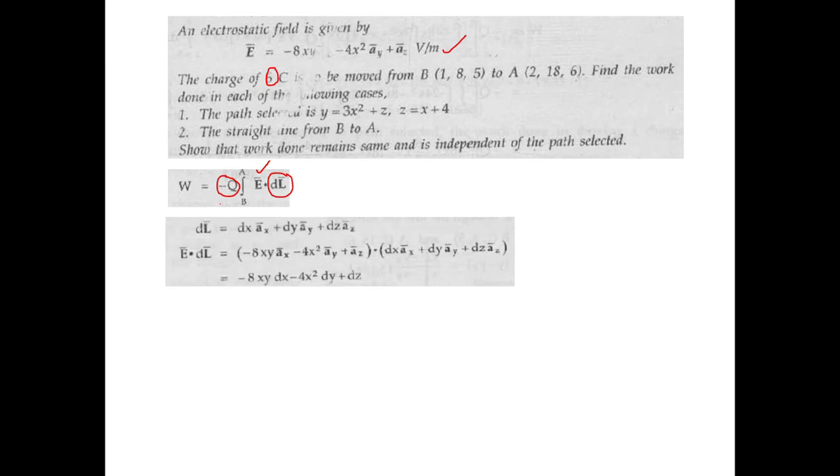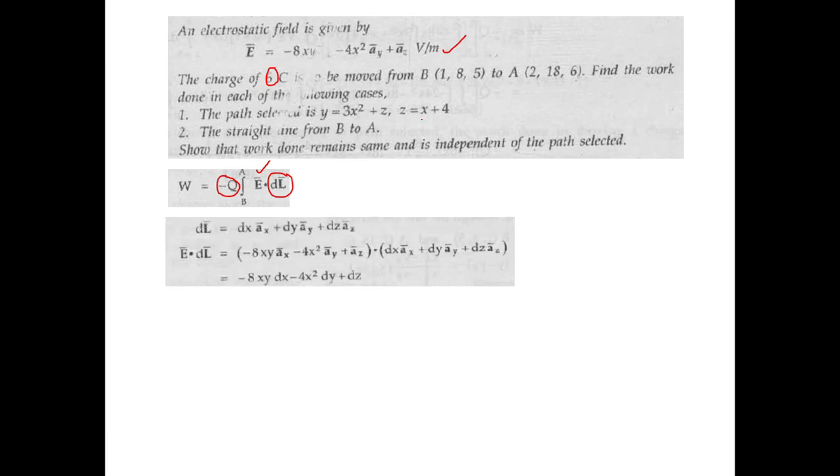So this is the formula that we require: W = minus q integral from B to A of E vector dot dl vector. Here q is given, that is 6 coulomb. E vector also is given, right? So the only thing we have to check here is dl, because dl is the one which can take a curve or a straight line. So dl we have to find here.